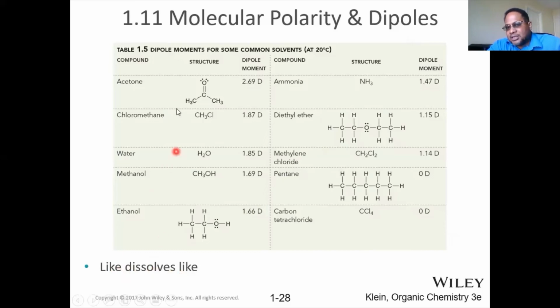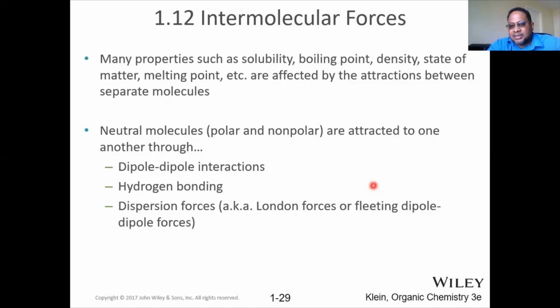If your molecule has a strong difference in electronegativity, like water, it's going to be polar. So only polar substances will dissolve in polar substances. And if your molecule is non-polar, like your hydrocarbons, only non-polar molecules will dissolve in non-polar substances. So like dissolves like. That's just a takeaway for that particular topic.